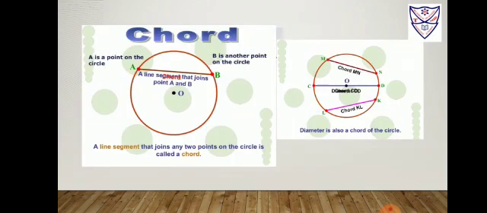Students, we have learned about chord that the chord is a line segment joining any 2 points on the circle. So here you can see that A is one point on the circle and B is another point on the circle. So line segment AB is a chord of the circle. We have also learned in the definition that diameter is also a chord of the circle because diameter is the chord that passes through the center of the circle and it is also the longest chord of the circle.